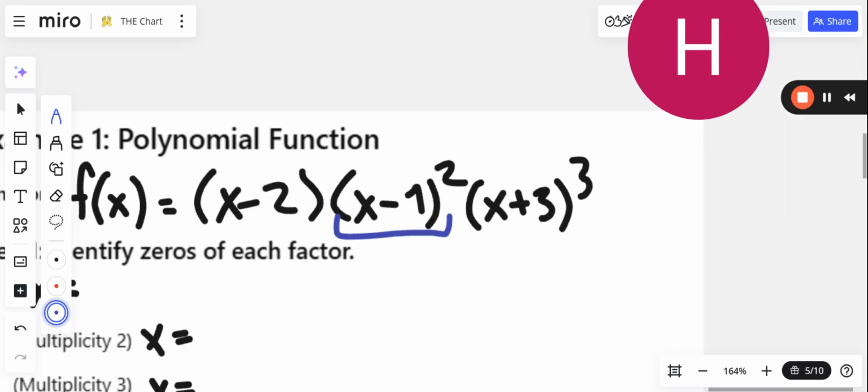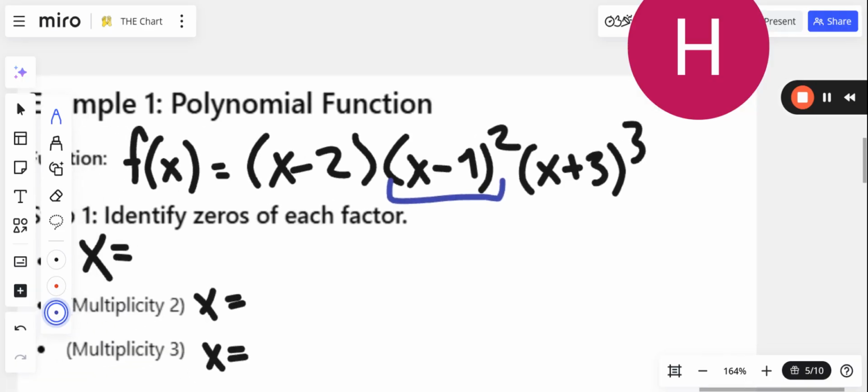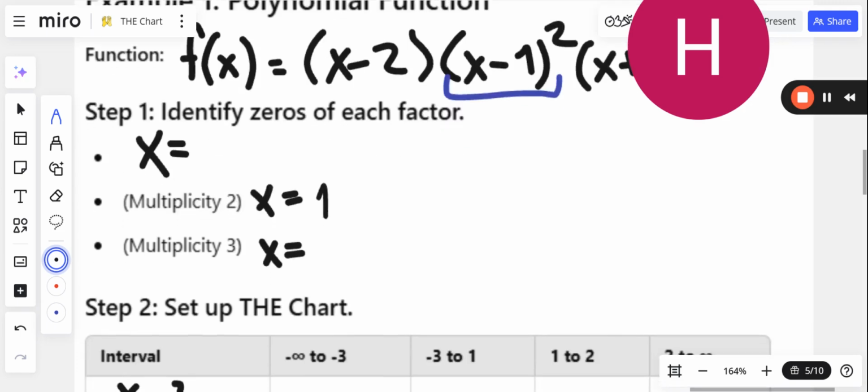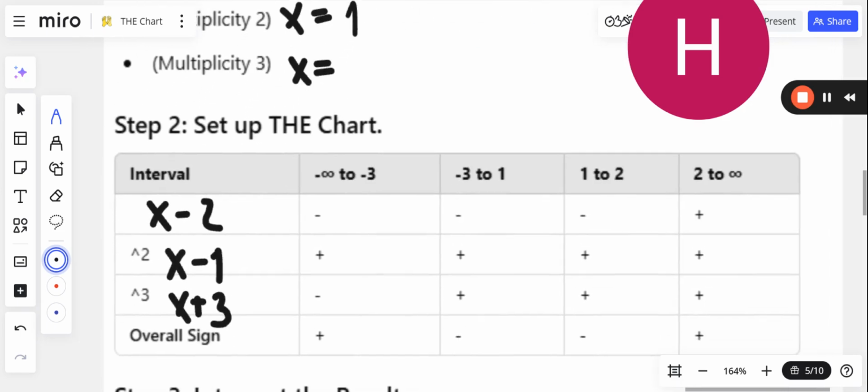So because it's squared, it has this very interesting behavior. When does that equal 0? That equals 0 when x equals 1. But I want you to realize that if I put that on the chart, x minus 1, and I put a little arrow 2 here to say that it's squared, it's going to equal 0 when x equals 1.